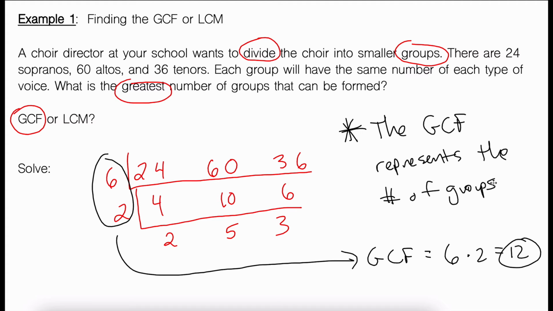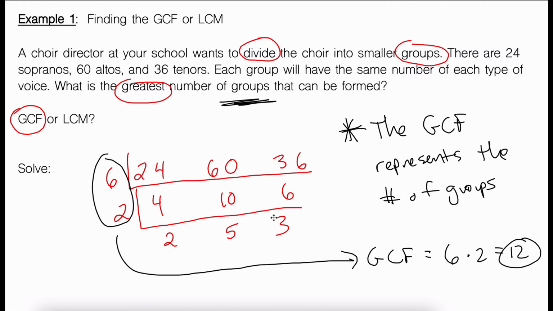So, if you've determined that a problem is a GCF problem because it's dividing things into groups, if the question itself asks you for the number of groups like this question does, that's what the greatest common factor is. So that tells me, for this example problem, that the greatest number of groups that the choir director can form with the students that they have is 12 groups. I can form 12 groups based on all of these numbers.